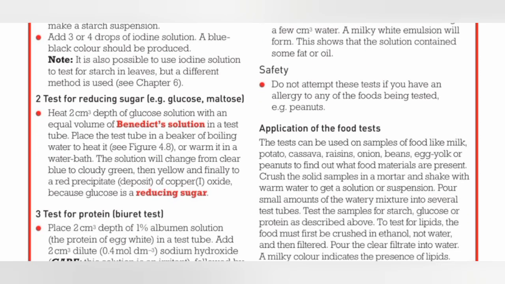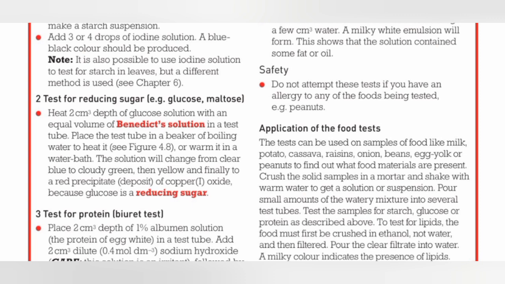Now the second test is for reducing sugars. Reducing sugars include simple sugars such as glucose and maltose. To test for reducing sugar, we use Benedict's solution. Now discuss the procedure for this. Place the food sample in the test tube. Add Benedict solution to the sample. Heat the test tube in a hot water bath for a few minutes.